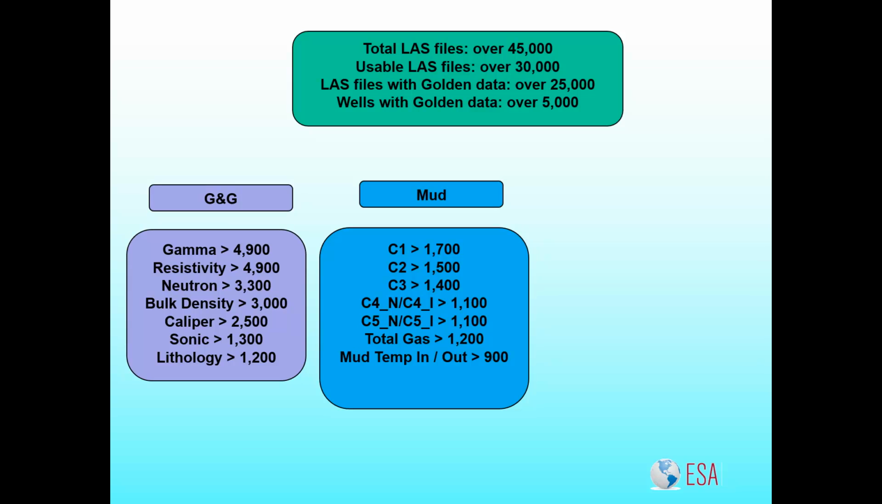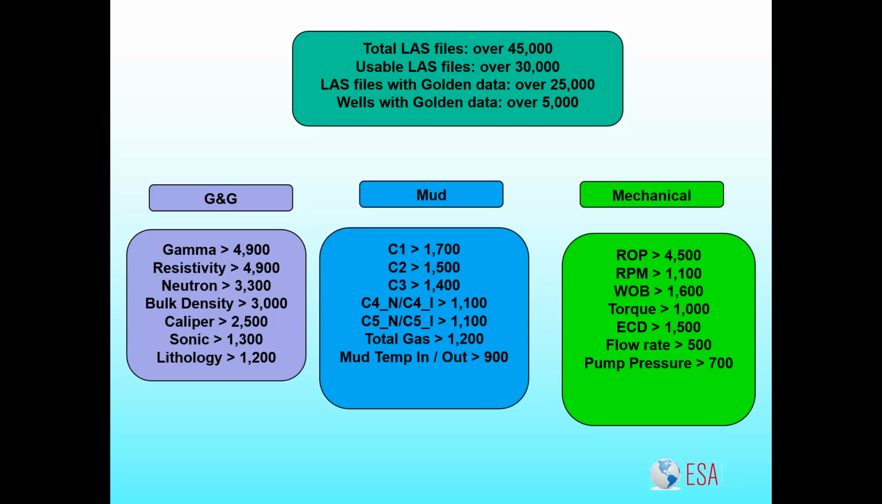In our mud logs, you can see that we have in general a lot less data. But when we have mud data, the main gases C1, C2, C3, we usually have those. The C4 isonormal, C5 isonormal, a lot less. And then some total gas and then mud temp in and out. Finally, for our mechanical data, you can see that for the rate of penetration, we almost always have that. And then for the rest, we don't have as much, but still a good chunk of RPM, weight on bit, torque, ECD, flow rate, and pump pressure.